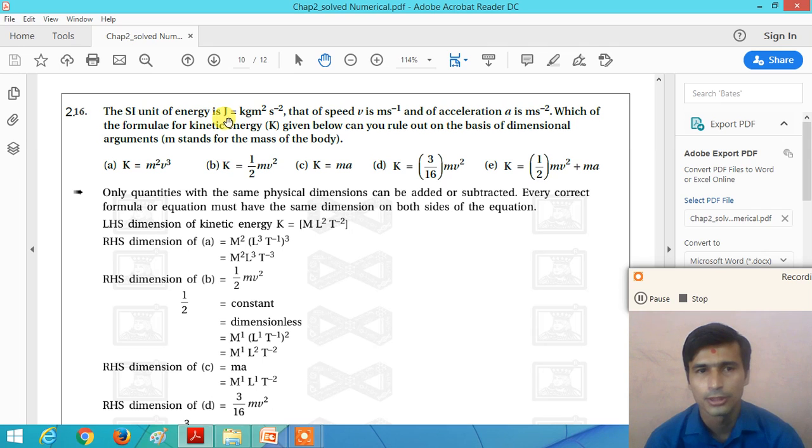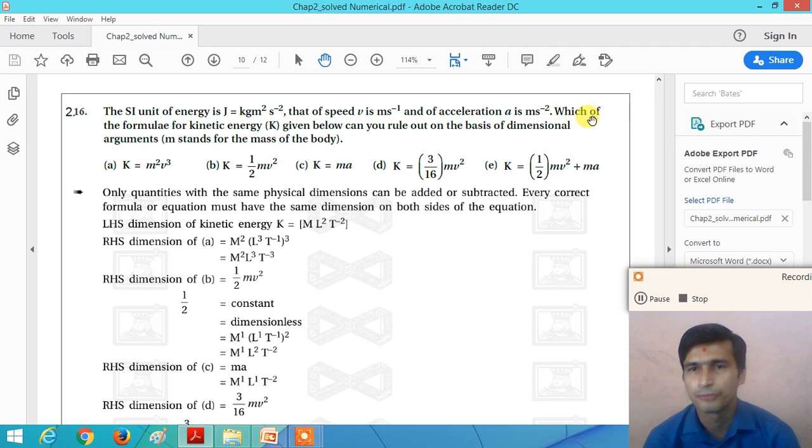So joule is equal to kg meter square second raised to -2. So from that the dimensional formula of the energy is M1 L2 T minus 2. Velocity is meter per second. So the dimensional formula of the velocity is L1 T minus 1. Acceleration is meter per second square. So the dimensional formula of the acceleration is L1 T minus 2.